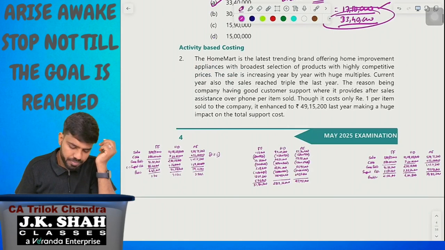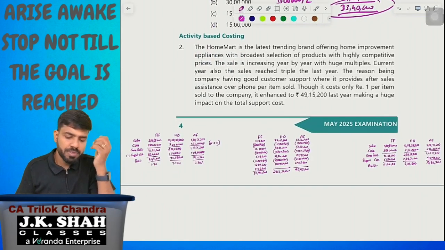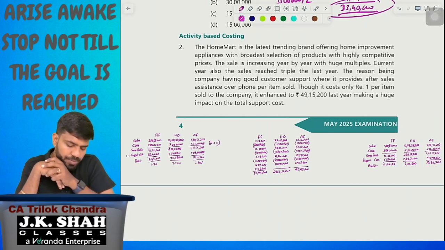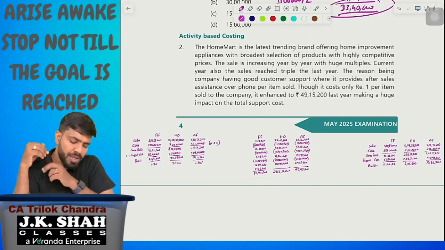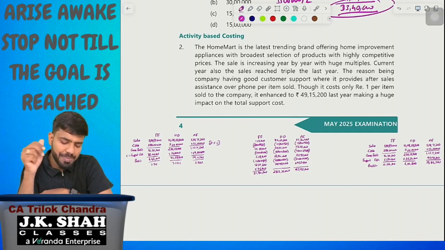Look at this. The second question is also slightly tricky. Okay, now, Home Mart is the latest trending brand offering home improvement appliances with the broadest selection of products at highly competitive prices. The sale is increasing year by year with huge multiples.